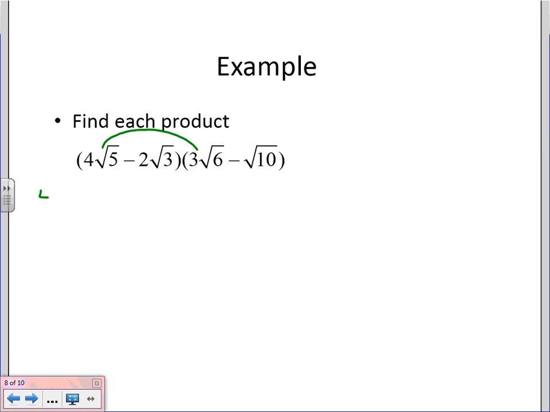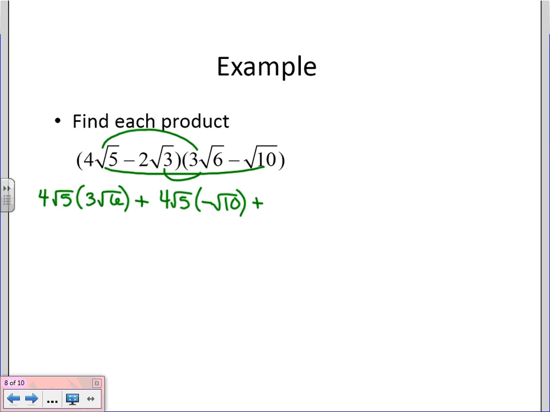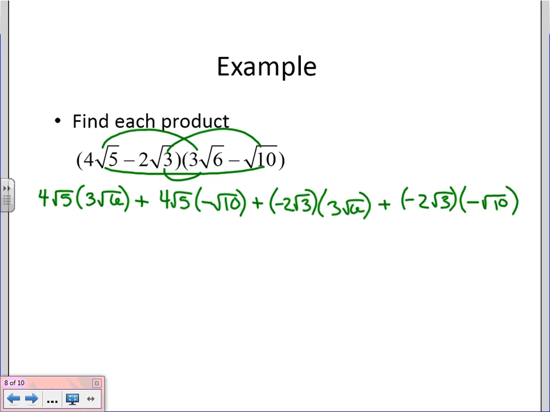First, which is 4 square root 5 times 3 square root 6 times the outside, 4 square root 5 times negative square root 10 times the inside, which is negative 2 square root 3 times 3 square root 6 plus the last, which is negative 2 square root 3 times negative square root 10.